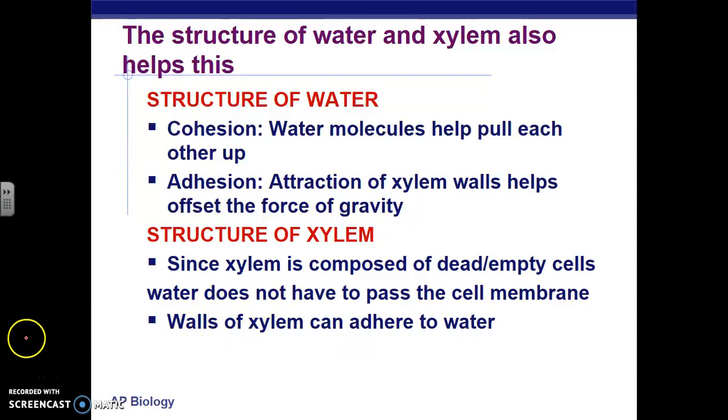Secondly, the structure of xylem also helps pull water up the stem. The xylem is composed of dead, empty cells. As a result, water does not have to pass through aquaporins. It does not have to pass through the cell membrane. The xylem is a continuous tube of dead cells. As a result, there's no semi-permeable barrier that the water has to go through. It can very easily travel through the cells without having to go through the phospholipids.